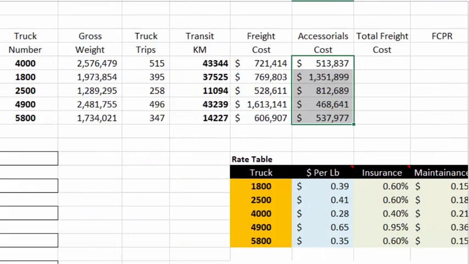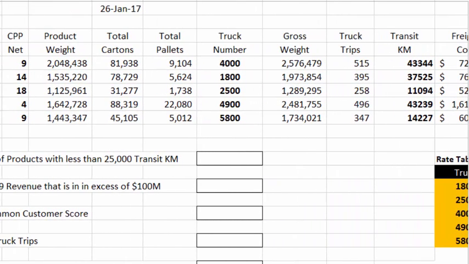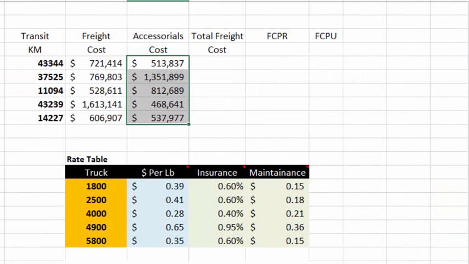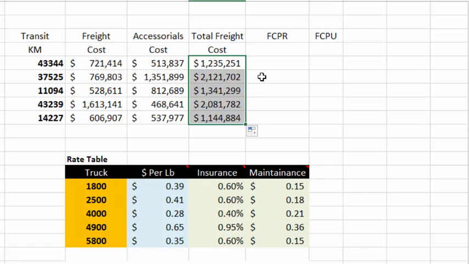I shipped $126 million worth of cargo, the revenue, and the cost was about $1.2, $1.3 million, right? Total of this. Now, what's the total cost? Let's do this plus this, and let's copy it down. All right, we're getting there.